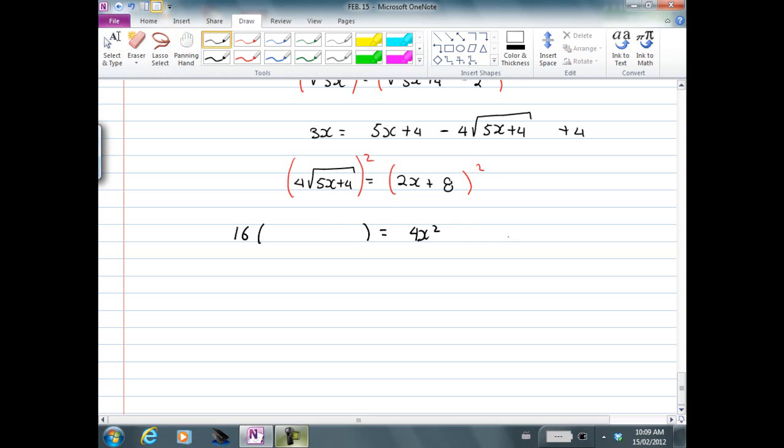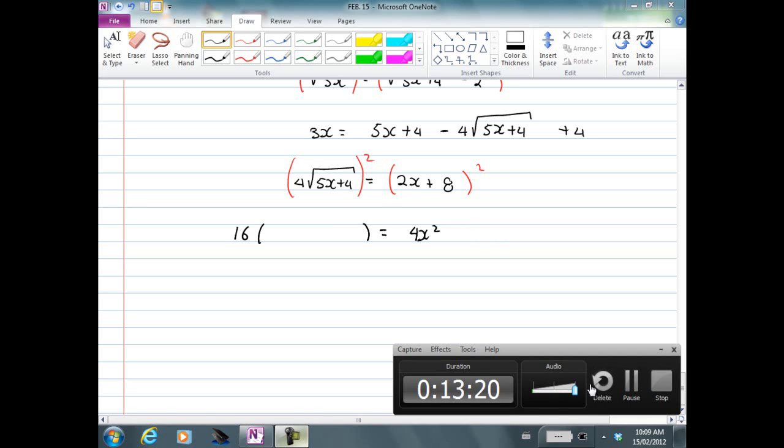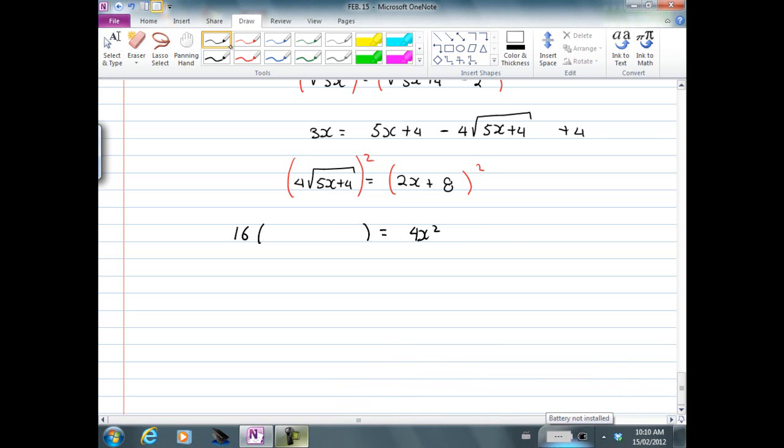Guys, gals, I'm going to pause it right here. Fill. See, if I square, I get 16. In here, just 5x plus 4. That's it. I'm going to use the shortcut technique. Padwin, what's after 4x squared? Plus 32x. Keep going. Plus 64.